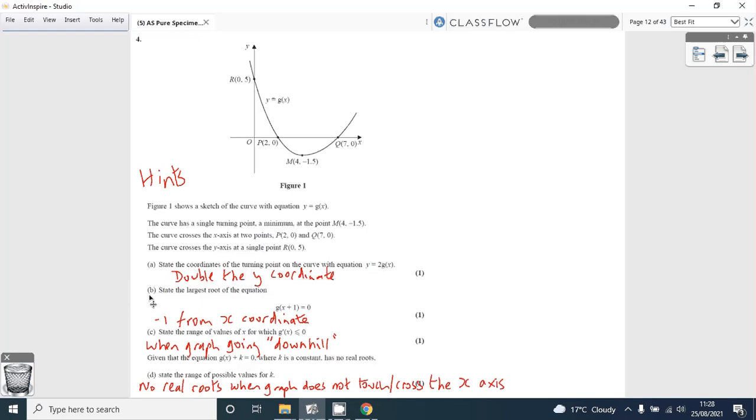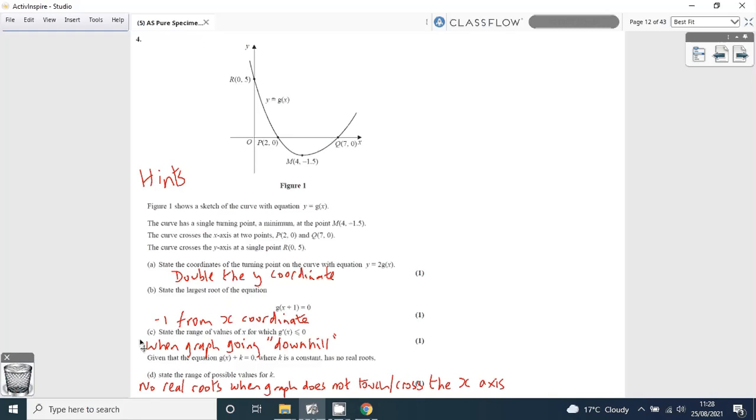Now for part B, state the largest root of the equation g of x plus 1. Now the roots are where the graph crosses the x-axis. So our g of x roots are at 2 and at 7. Now here we're doing g of x plus 1. Now the change is inside the function, so it affects the x value, doing the opposite to what you would expect. So you're going to be taking away 1 from the root, but note you want the largest root, so you've got to take away 1 from the original largest root.